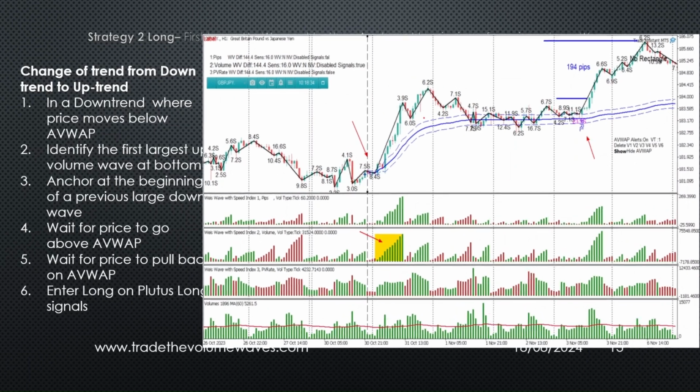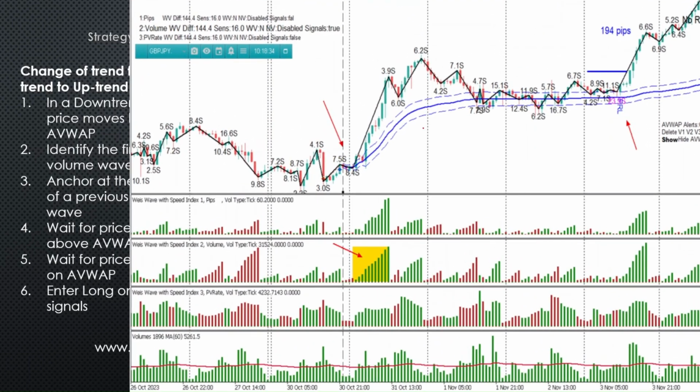So let me zoom in. So what do we do here? Simply, we identify again the largest up volume wave, looking left, okay? This is the largest one, okay? And we place our AVWAP at the beginning of the previous down wave. So as you can see, price is moving up, is pulling back to the VWAP line. It respects the VWAP line, okay?